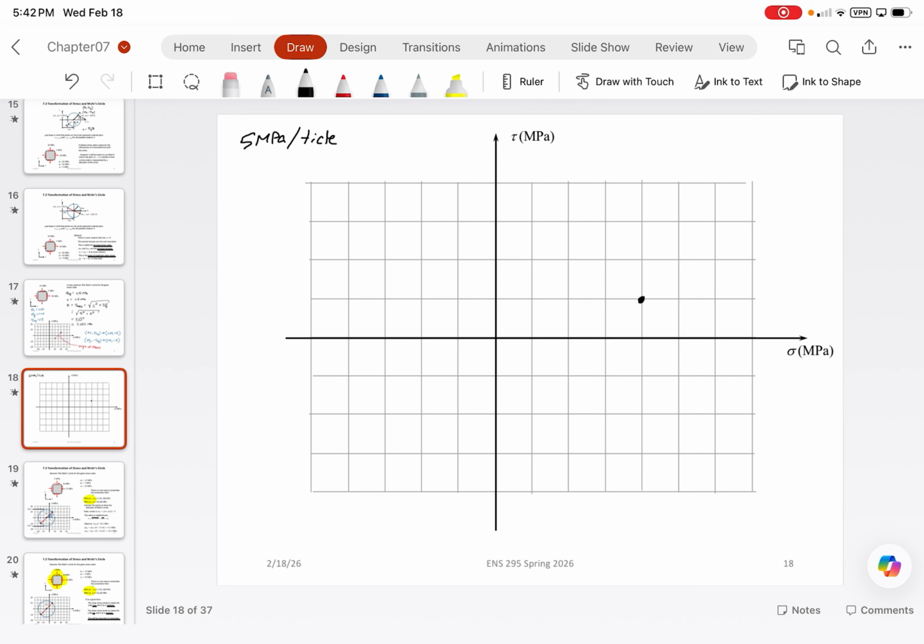Here. And then 5, 10, negative 5 was here. And then this was our origin of planes. All right. What you guys will notice is that line goes directly through 15 megapascals. Guess what? That's our sigma average.